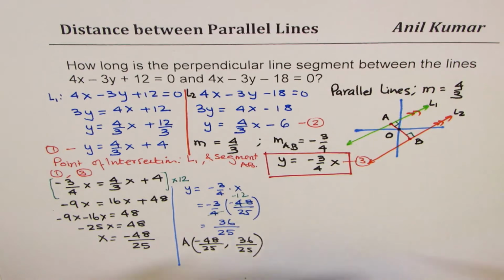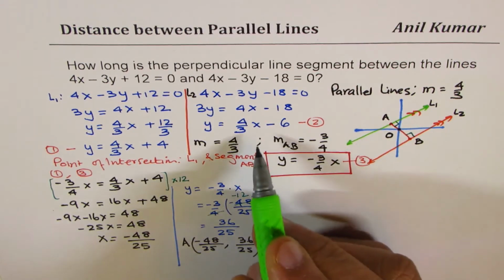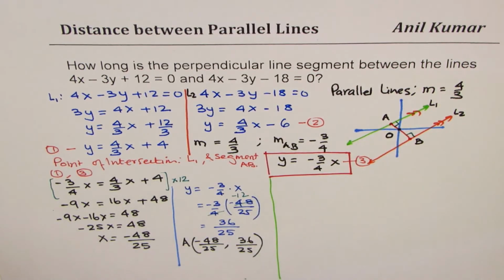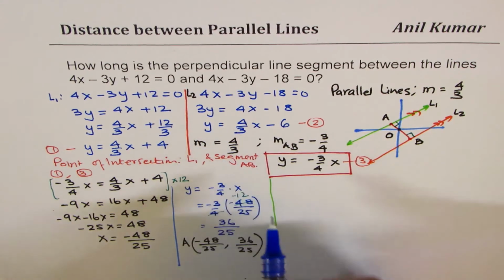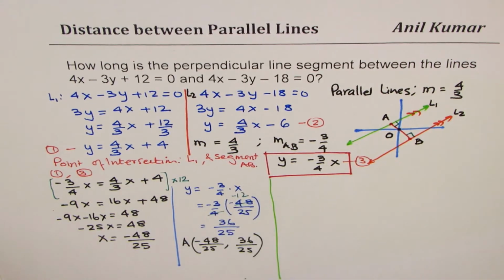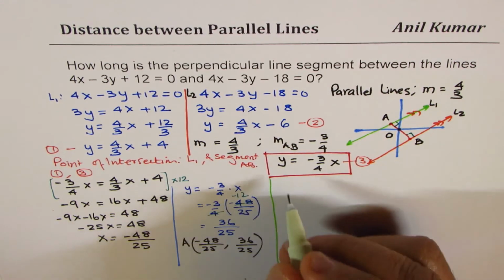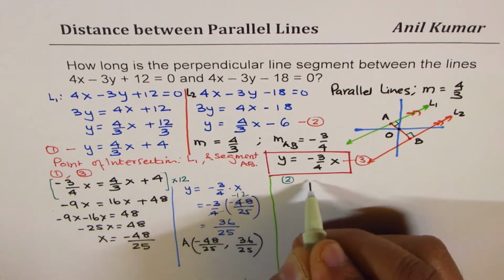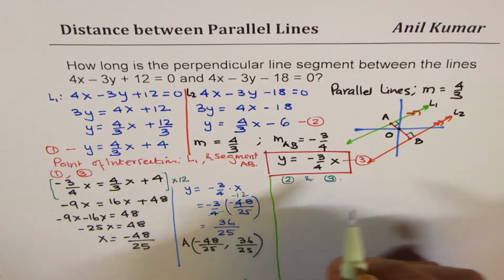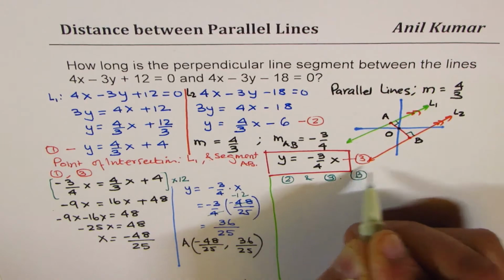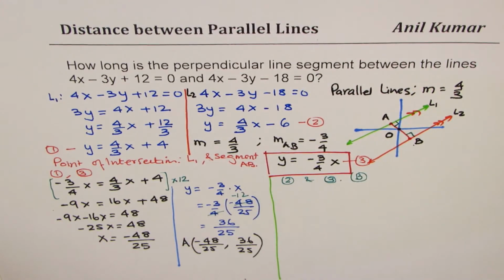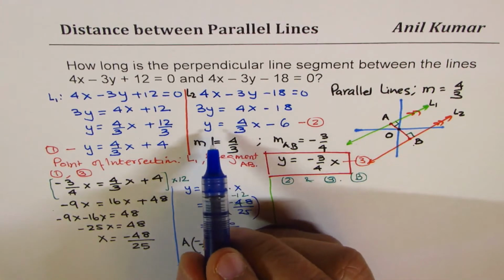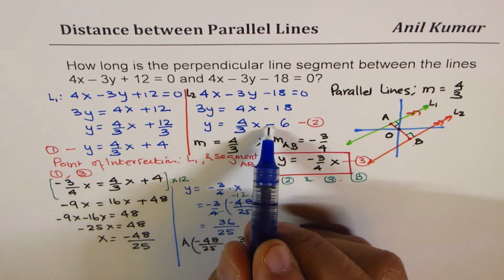Now let's do the same exercise with the second line. So now we'll use equation number 2 and 3 to find point B, correct? That's the whole idea. So equation number 2 is y equals 4 over 3x minus 6.